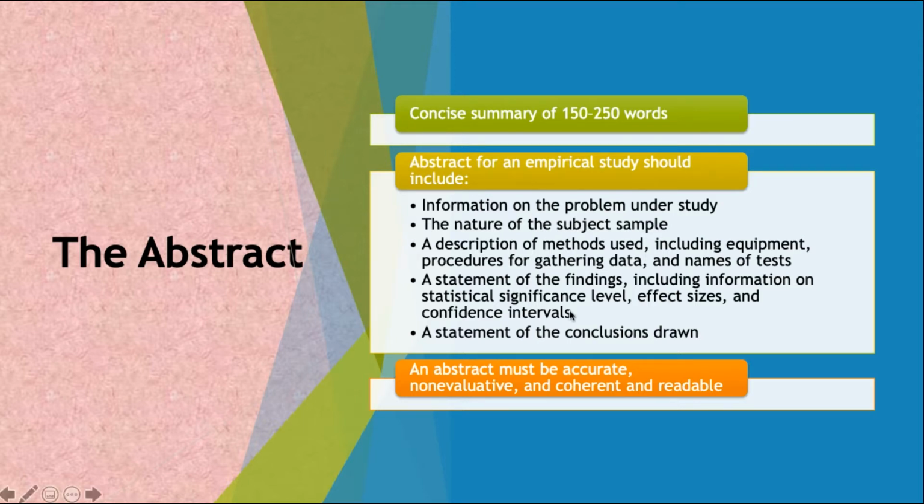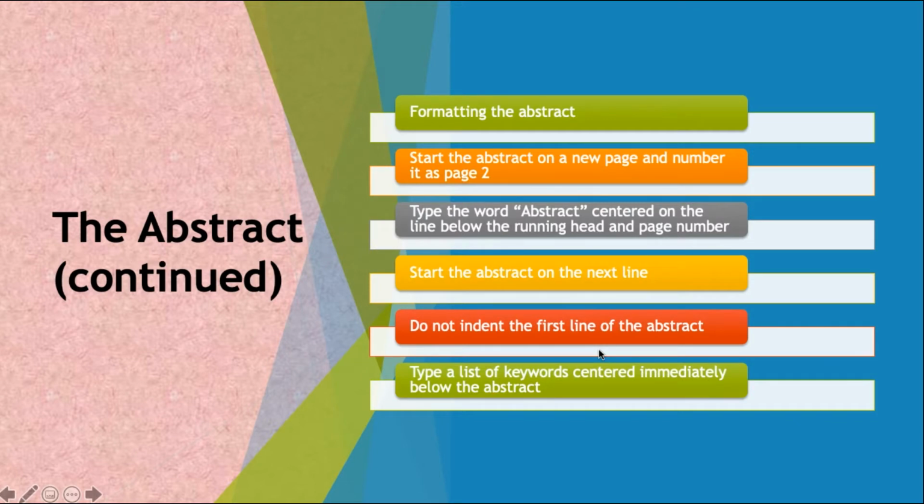Also, the abstract must be accurate, non-evaluative, and coherent and readable. So, formatting the abstract: you start the abstract on a new page and number it as page 2. Type the word abstract centered on the line below the running head and the page number. Start the abstract on the next line, and do not indent the first line of the abstract. Type a list of keywords centered immediately below the abstract.